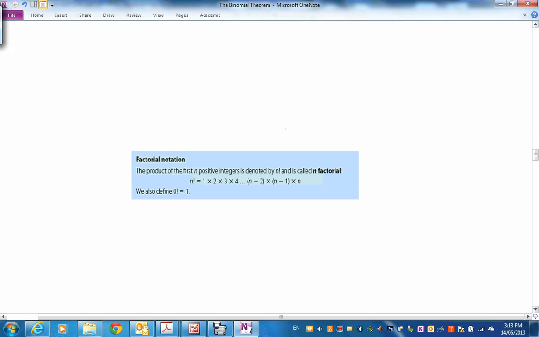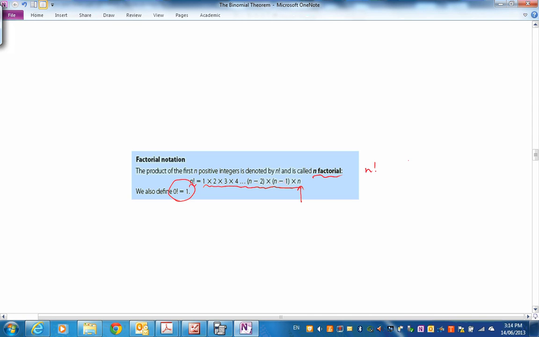Factorial notation, it's called n factorial, n exclamation mark, and n factorial means every number from n down to 1 is a factor. It's all multiplied together. So 1 times 2 right up to n is called n factorial. It also happens that 0 factorial is 1. We define 0 factorial as 1. Now, that's a little bit hard to understand, but we might have a go at it. Let's have a look at this over here.